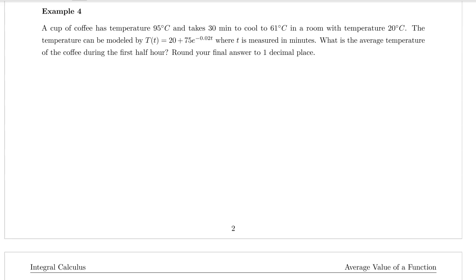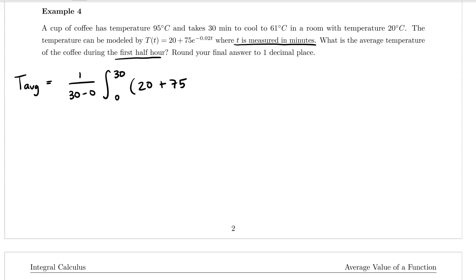So we're measuring in minutes, and I want to know what's the average temperature during the first half hour. So the average temperature is equal to 1 over 30 minus 0 times the definite integral from 0 to 30 of our temperature function, which is 20 plus 75 e to the power of negative 0.02t dt.